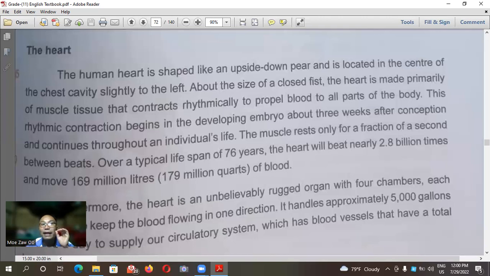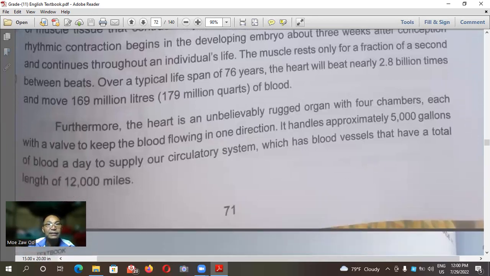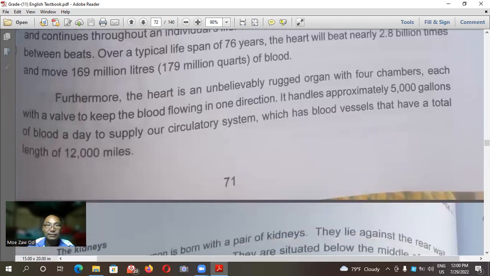Over a typical lifespan of 76 years, the heart will beat nearly 2.8 billion times and move 169 million liters, 179 million quarts of blood.